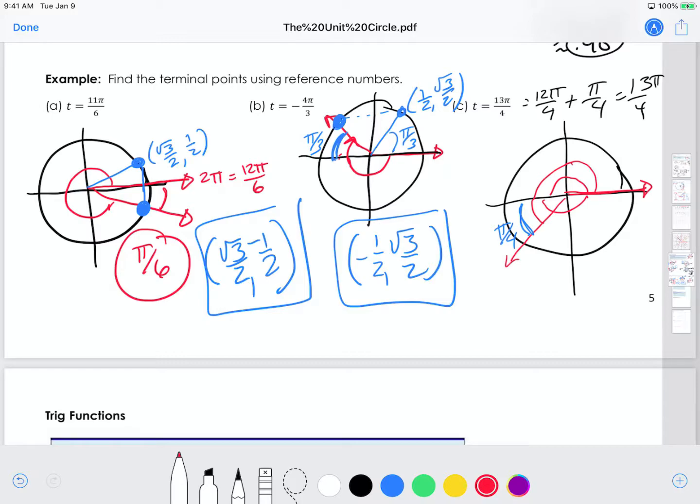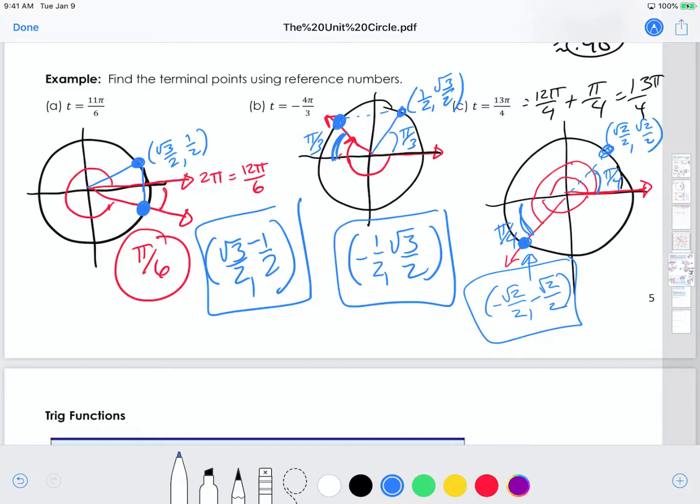makes with my x-axis. So I know that this point here is going to be the same as the point over here when the angle sweeps open pi over 4. The only difference is, since this is in the third quadrant, both my x and my y are going to be negative. Since I know at pi over 4, it's the square root of 2 over 2 and the square root of 2 over 2, the terminal point for 13 pi over 4 is going to be negative square root of 2 over 2 and negative square root of 2 over 2. That would be my terminal point for 13 pi over 4.